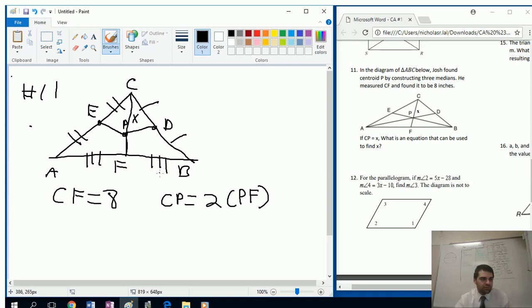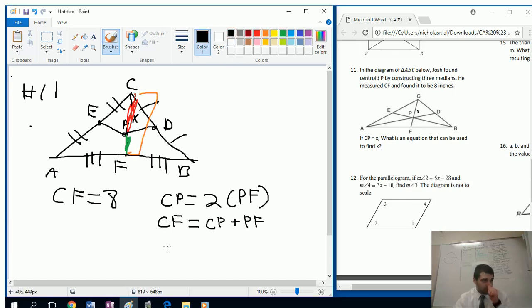So as a corollary to that, CF, which is the whole thing, is going to be equal to CP plus PF, right? CP plus PF is going to be equal to CF.